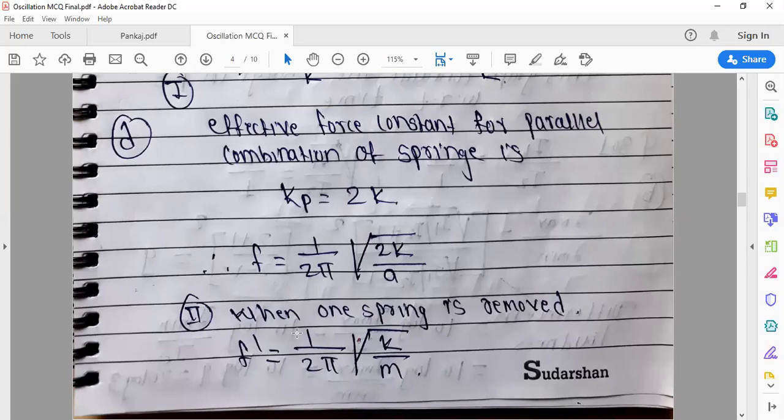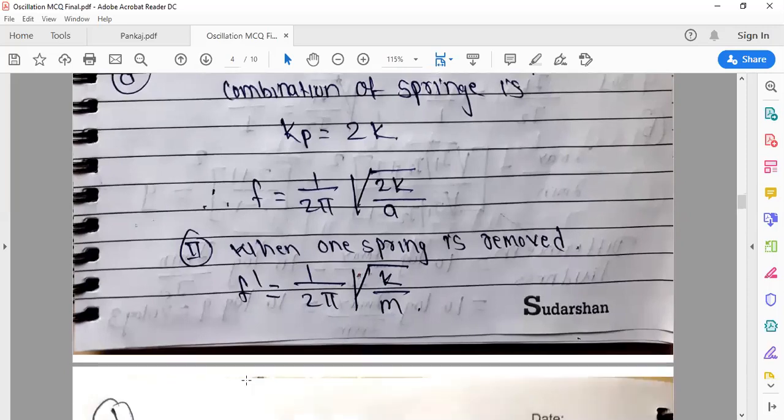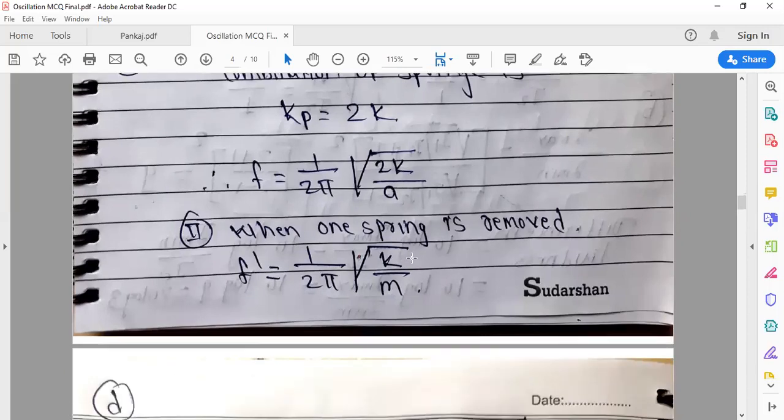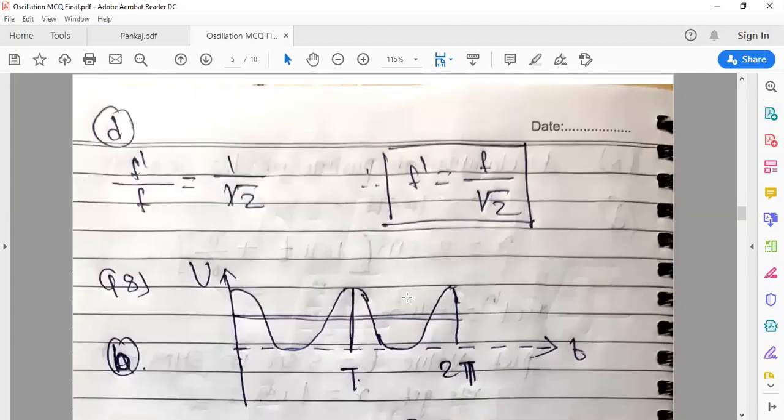And the second condition is given: if one spring is removed, then the force constant remains K because one spring is removed. So f dash is equal to 1 upon 2 pi under root K upon M. Find out the ratio of these two equations. F dash upon F is equal to 1 upon under root 2. So the value of frequency when one spring is removed is equal to F upon under root 2. So the correct option for question number 7 is option number D.